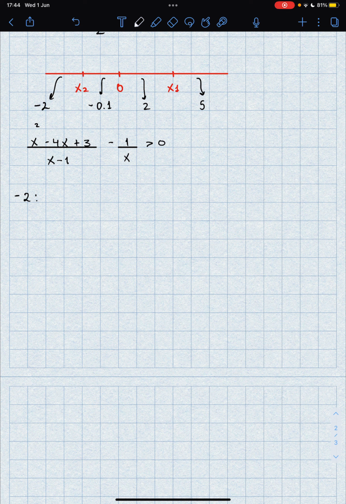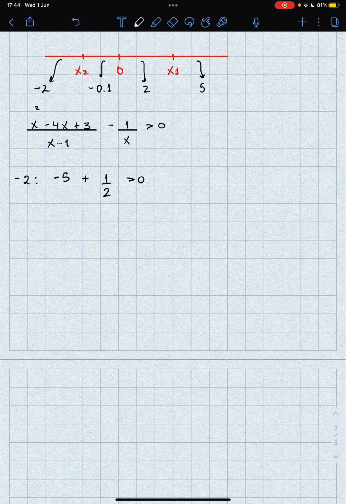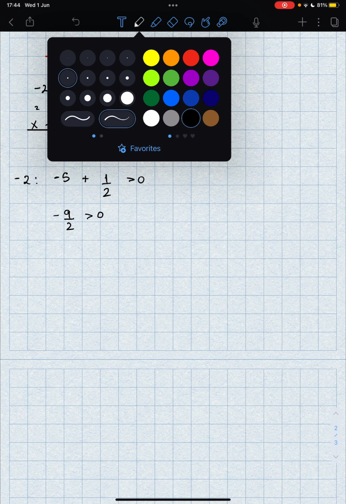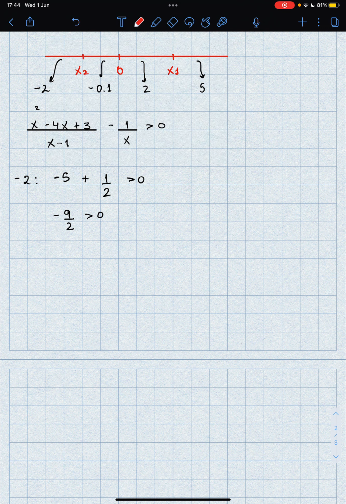This is minus 5, minus, positive, because this is 1/2, right? Minus 2, and the minus is gonna be plus. Okay, so it's gonna be a positive. So now we have minus 9/2 greater than 0. No, this is false, because this is a negative value.